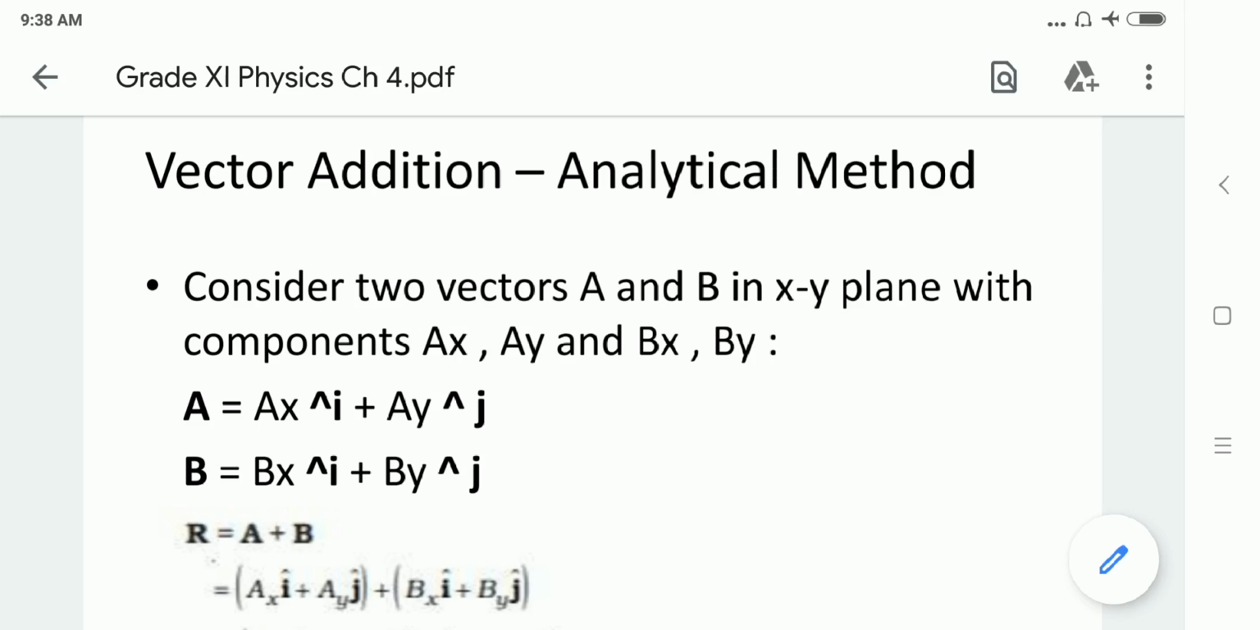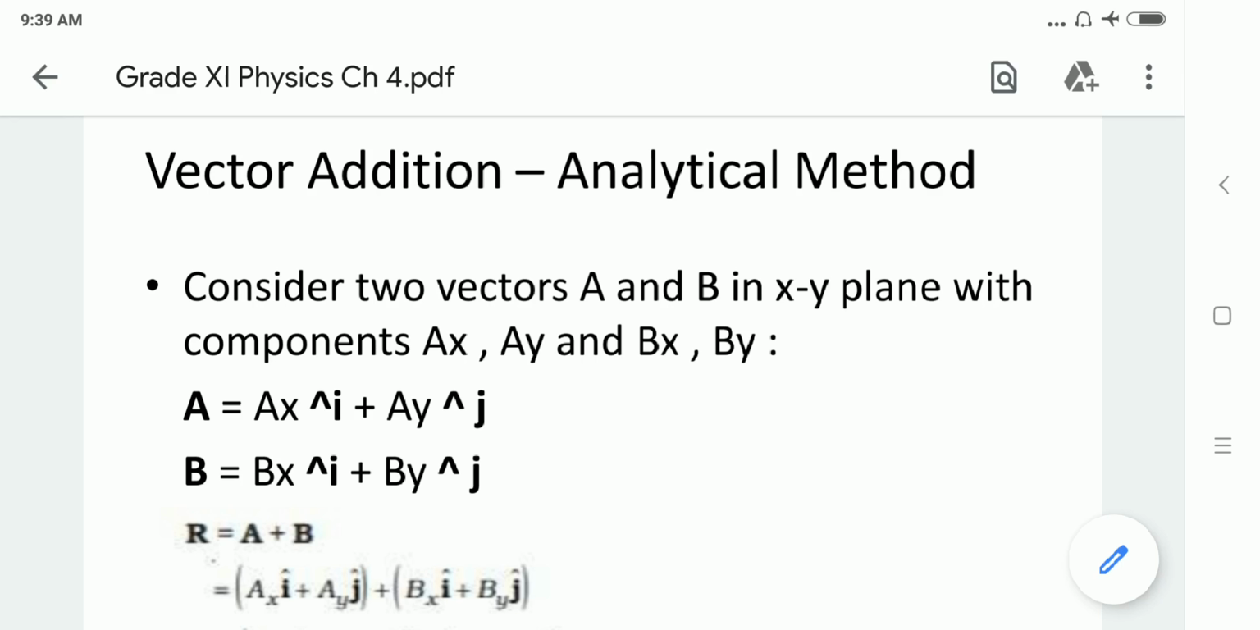So here we are taking two vectors A and B in the xy plane, having individual components ax, ay for vector A and bx, by for vector B. So vector A can be specified as ax i caret plus ay j caret, ax component in x direction, ay component in y direction. Vector B can be represented as bx i plus by j, bx component in x direction, by component in y direction.